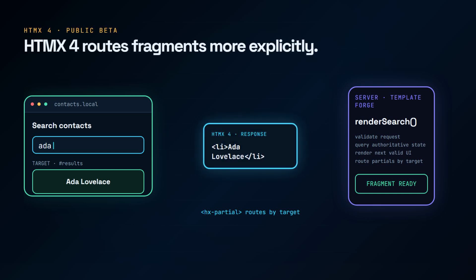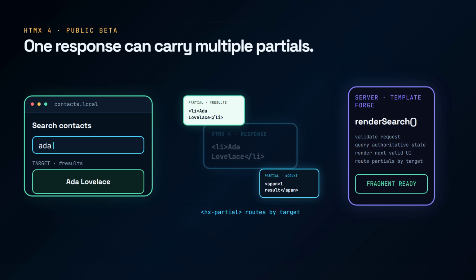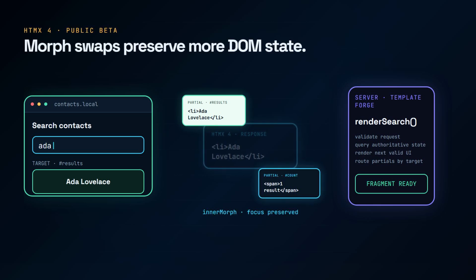HTMX4 makes that routing model more explicit. The current public beta adds HX partial, so a server response can carry multiple fragments, each naming its own target and swap strategy. It also adds morphing swap styles that preserve more DOM state, and status-aware swap rules, so a validation response can target an error panel while a server failure performs no swap at all.